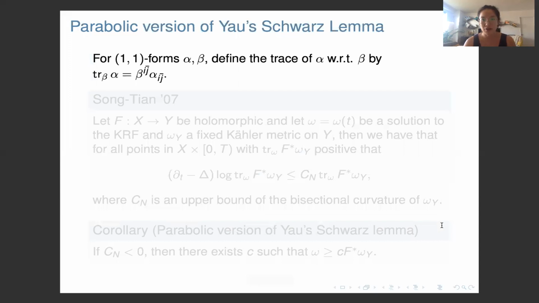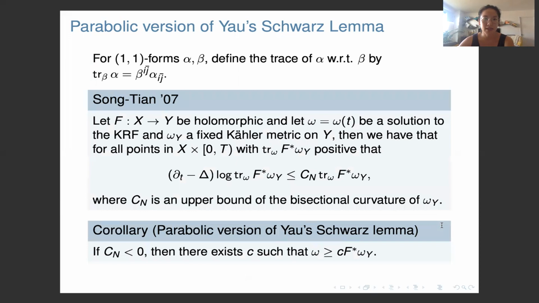Okay, so now I'm going to state some other interesting results relating to the Kähler-Ricci flow. First, I'm going to define some notation. If you have (1,1)-forms alpha and beta, we can define the trace of alpha with respect to beta by trace sub beta of alpha, which equals beta^{i j bar} alpha_{i j bar}.